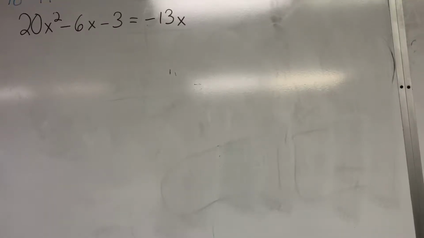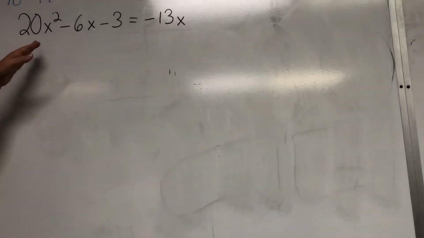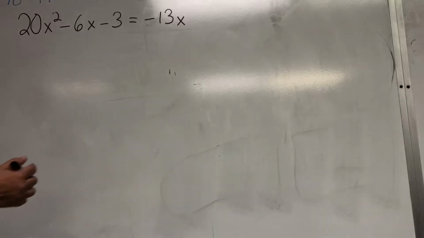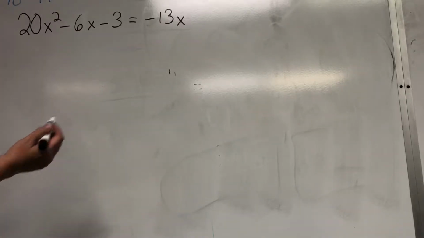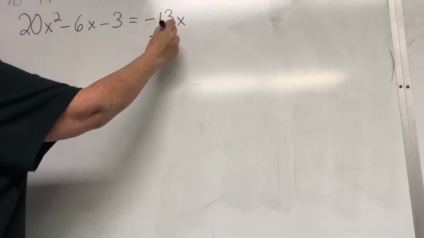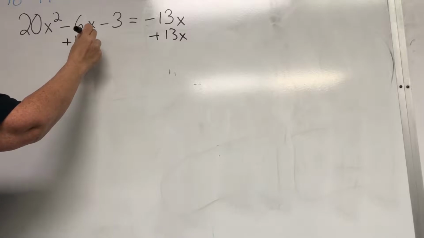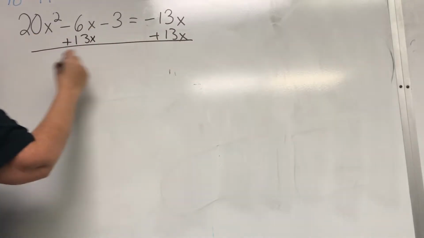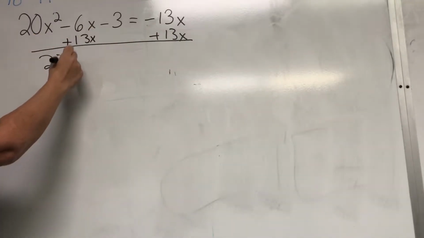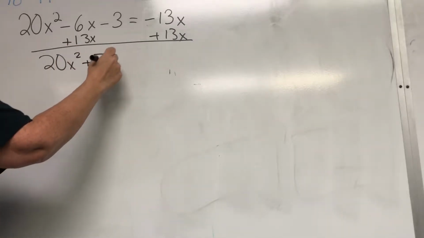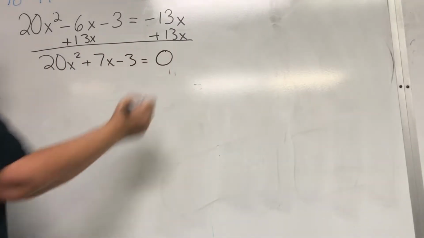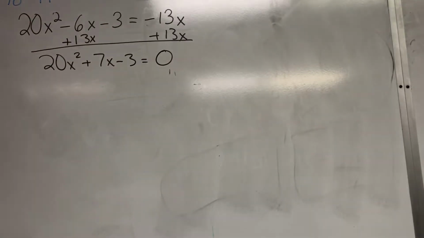Okay, what we're going to be doing right now is some factoring by grouping. In this problem, you see that we're starting with a quadratic. To factor by grouping, one of the first requirements is that the equation equals 0. So I'm going to add 13x to both sides. And now that the equation equals 0, I'm ready to begin.